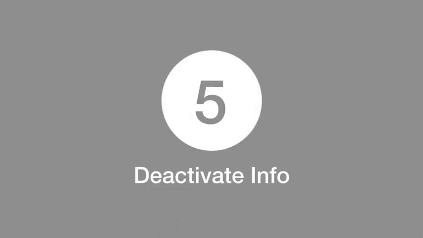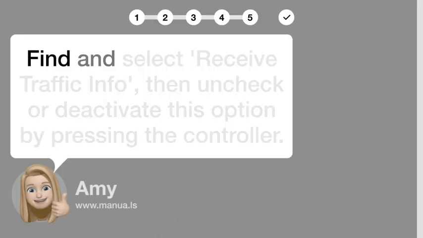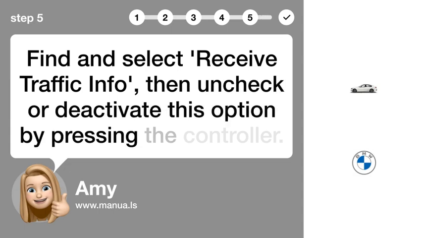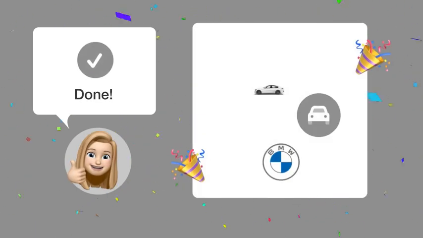Step 5. Deactivate Info. Find and select Receive Traffic Info, then uncheck or deactivate this option by pressing the controller. Now you should have successfully disabled the traffic control alerts on your BMW's iDrive system.